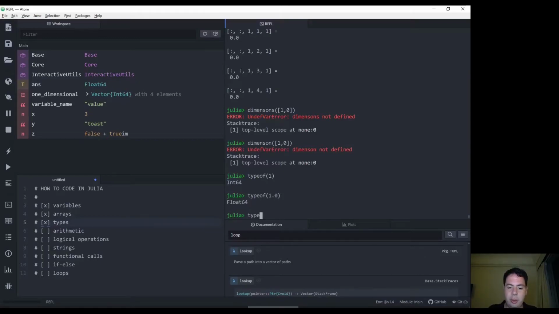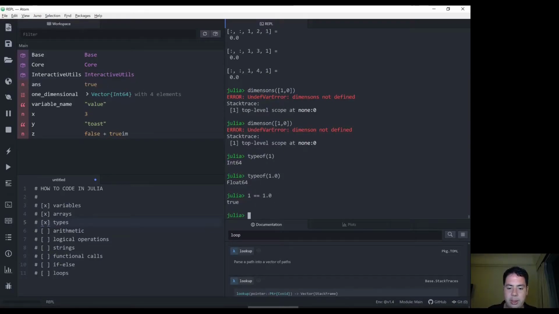And I wonder if we can do this. So what that's doing is converting 1 into a float, I believe, and then seeing if it's equivalent to this number. I think it's a type promotion, they call it.